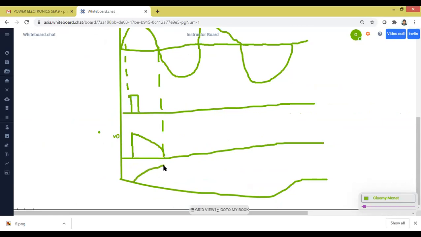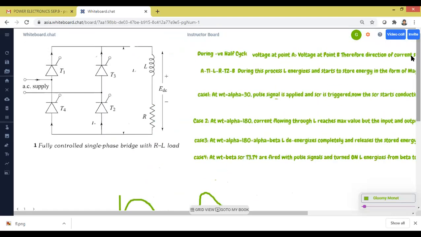So in this manner, the current flowing through the inductor will increase. Now this is 180 degrees. At 180 degrees, case 2, what's going to happen? Input voltage is 0 and output voltage is also 0, but the current value is not 0, it is maximum. So this point every student has to be perfect. So what is the explanation?